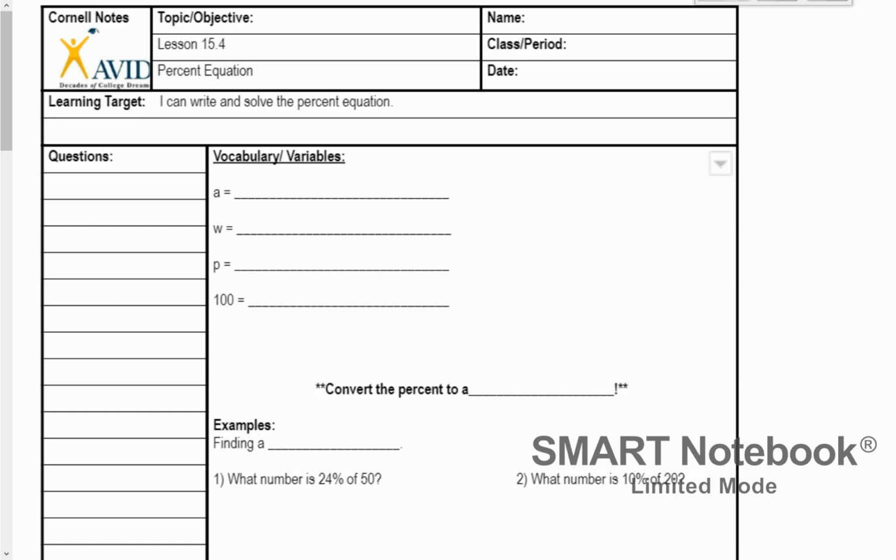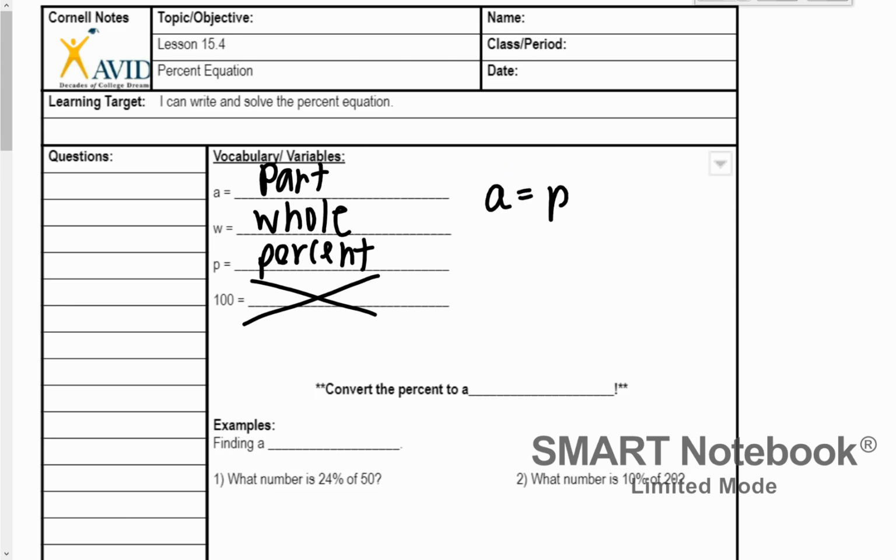All right, so let's go back to that A, W, P, and 100. We just want to define what those letters mean. Remember, our A was our part, our W was our whole, our P was our percent, and our 100 was just what percent was out of. We're not going to be using that 100 in the equation. All right, our percent equation is A equals P times W.